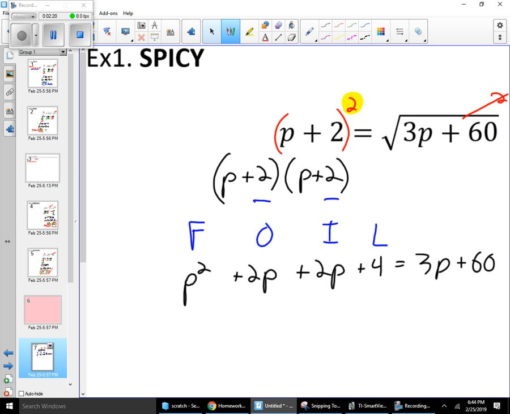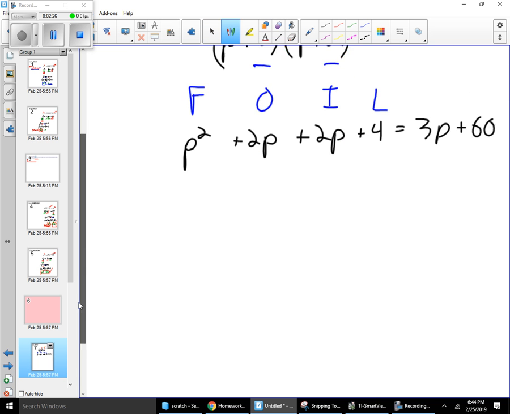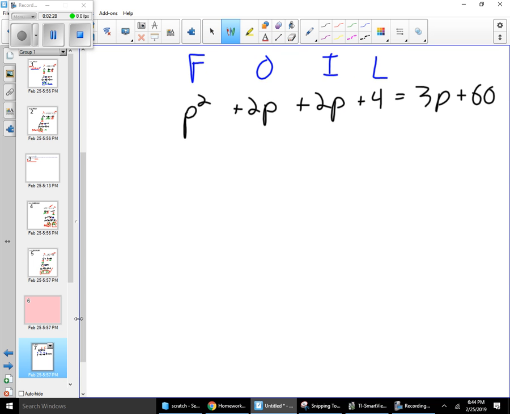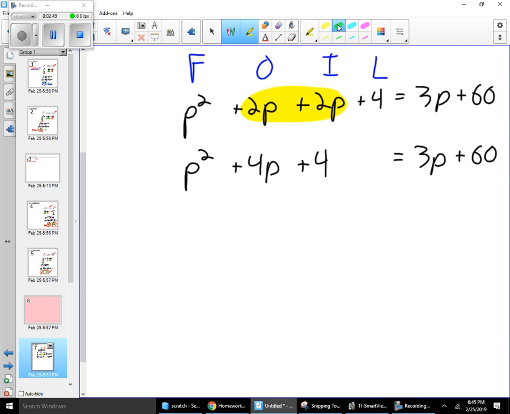Keep in mind the radical's gone. The whole reason that we squared in the first place was to get rid of that radical. So there's quite a bit going on. Let's clean it up. 2P plus 2P in the middle. Well, if I have 2 apples and you give me 2 more apples, that's 4 apples. I also have the 4 from FOIL left over. And I still have the 3P plus 60 on the right.